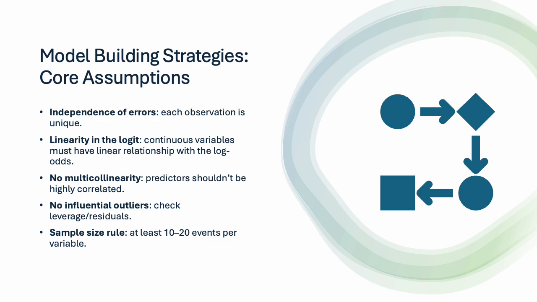And the fourth assumption is there are no influential outliers. Outliers can pull the regression line or distort the coefficients, especially in smaller data sets. And finally, we want to have the sample size rule. It's recommended that we have at least 10 to 20 outcome events per predictor variable. This helps prevent overfitting and keeps your estimates stable.